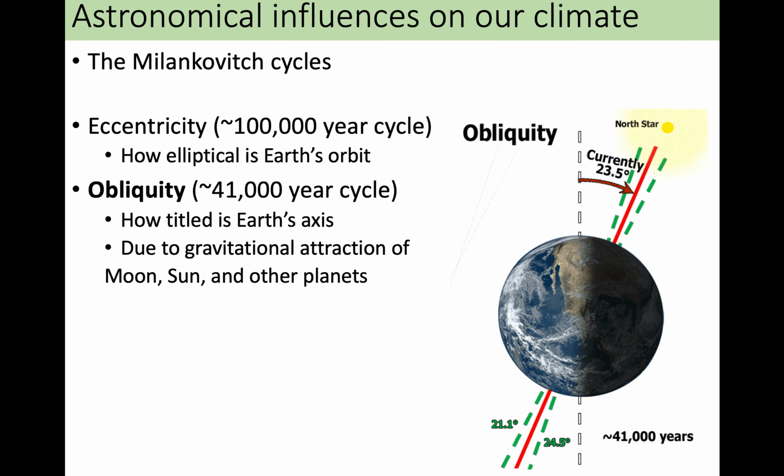So we also have obliquity. Obliquity is the tilt of our axis. This is a 41,000 year cycle. Currently, our axis is tilted at about 23.5 degrees to the vertical, but it actually varies. It goes from 21 to 24.5 degrees, and then back every 41,000 years. This is, again, due to the gravitational force between the other planets as well as the moon and the sun on Earth. So our angle of tilt actually shifts over time.